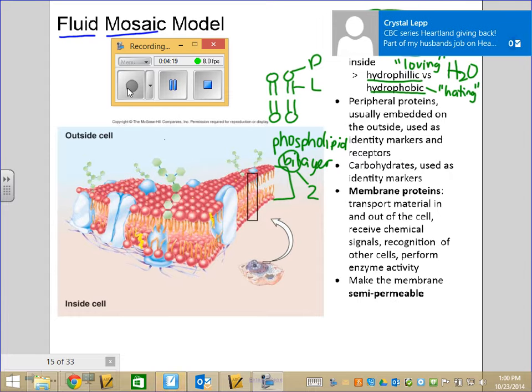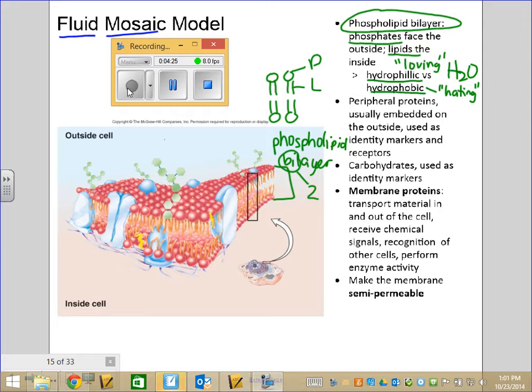And so the reason the phosphates and the lipids are arranged the way they are is because phosphate is hydrophilic and lipids are hydrophobic. Phosphate likes water. It wants to touch the water. And since cells are full of water and cells are surrounded by water, phosphates will always be on the outside surface of the cell membrane and the inside surface of the cell membrane. And the lipids will be hiding in the middle away from water because they don't like it. Does anyone want to ask any questions about the phospholipid bilayer?